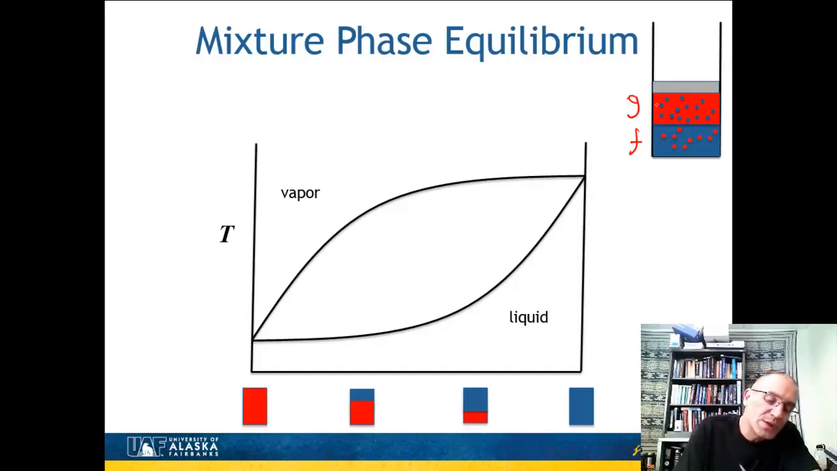And so what I know is if I look at G in the vapor phase of the blue, that's going to equal G in the liquid phase of the blue. And then the same is also going to be true for the red.